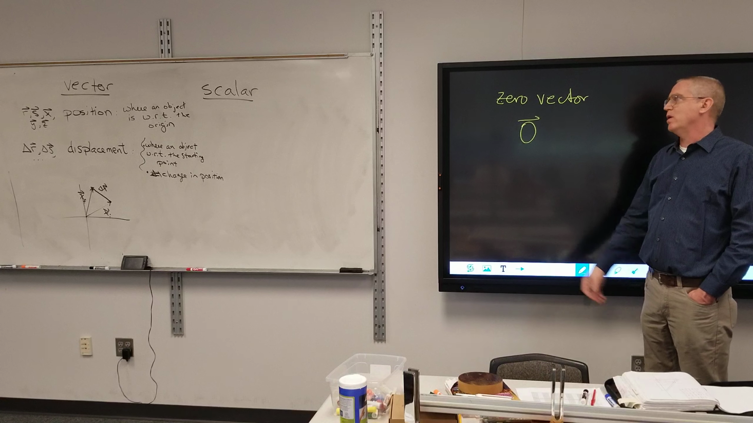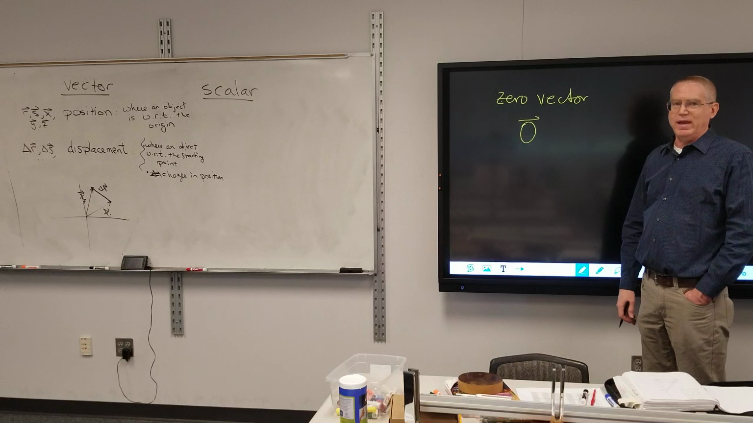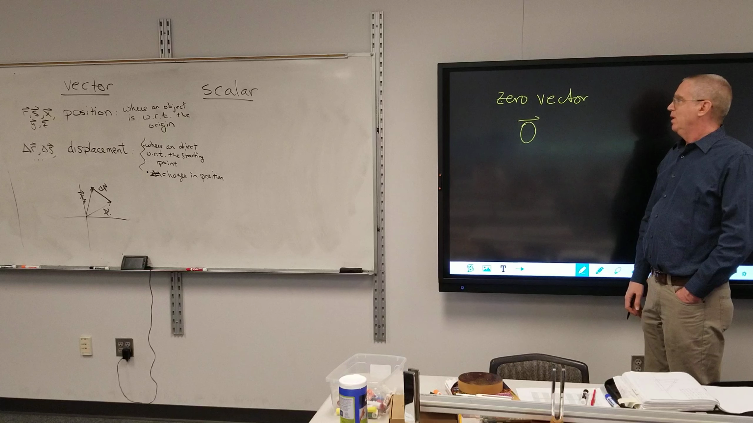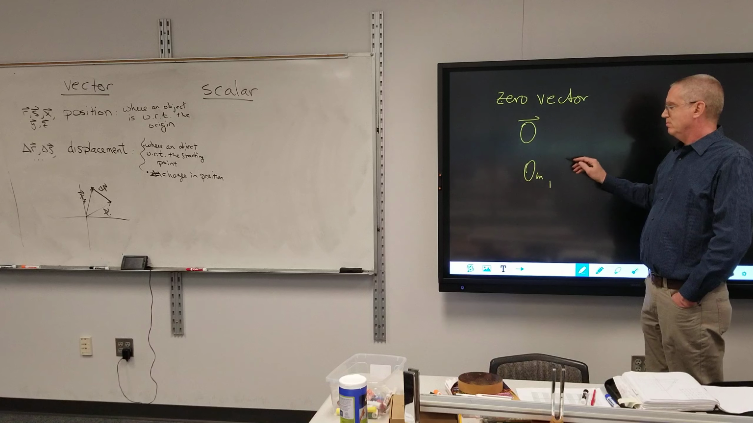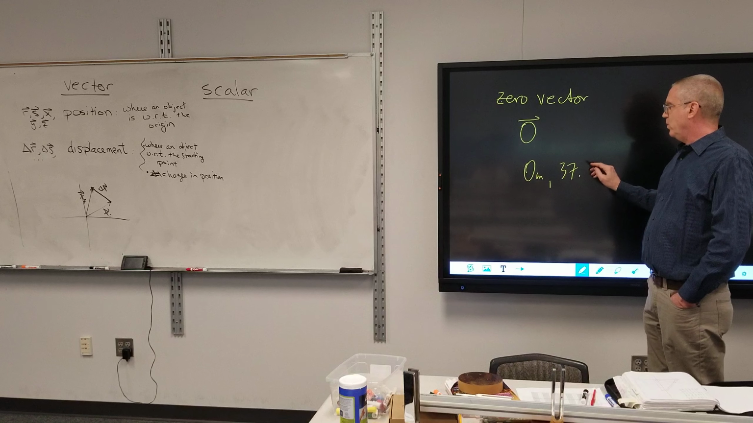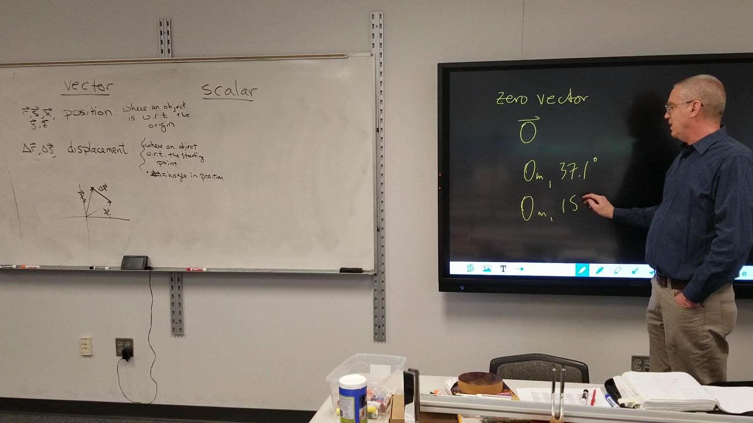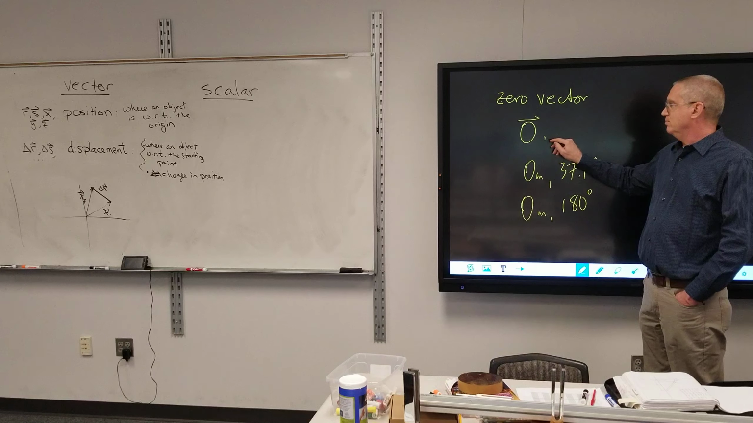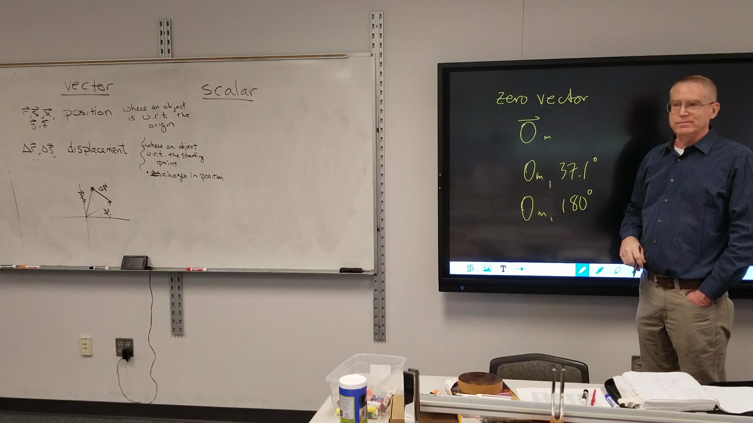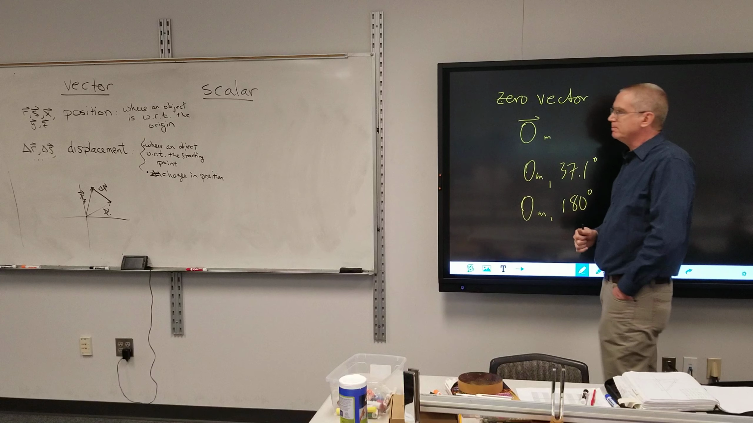I haven't gone anywhere. I have a displacement of 0 meters. It doesn't really matter what angle it is. So you can put an angle next to it. I could say 0 meters, 37.1 degrees, which would be the same as 0 meters, 180 degrees, or just write a 0 vector and not have to worry about this part. It's there, but we don't talk about it.